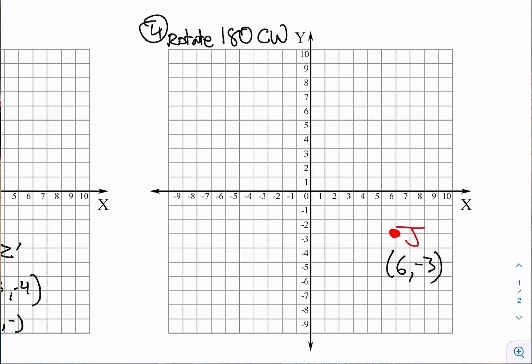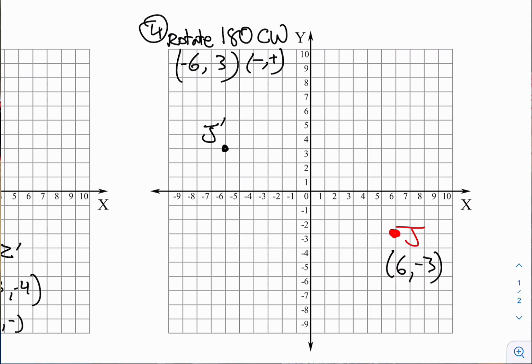And when I'm going 180 degrees, I leave the numbers the same. So I have 6 and 3. I just need to change my signs to match quadrant 2 this time, which is negative and a positive. So then I am now -6 and +3. So J prime is located right there.